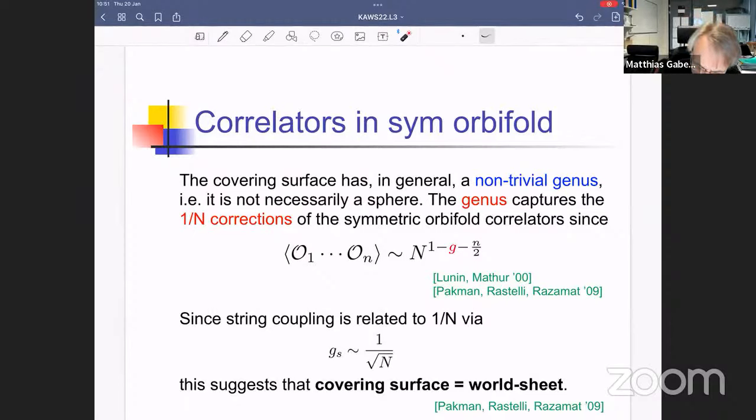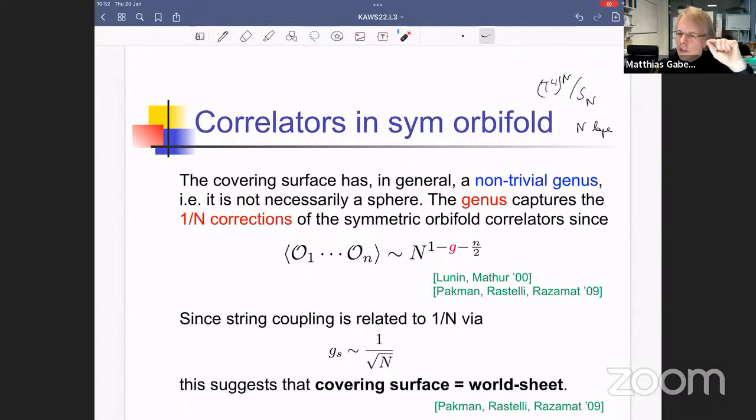And what was observed by Lunin and Mathur, and in particular by Pakman, Rastelli, and Razamat, is the 1 over n behavior of the... So think about, we are talking about the T^n mod S_n symmetric orbifold. So we are talking about (T^4)^n mod S_n, and we are thinking of this in the limit n large. So we can ask, what's the n dependence? What's the 1 over n behavior of the correlation functions of the symmetric orbifold? If you look schematically at the twisted sector states in the symmetric orbifold, and you calculate this correlator by this means, then if you trace through the 1 over n dependence, it has some scaling behavior depending on the number of points, but then it's essentially characterized by the genus of this fictitious surface that contributes to this correlator. So I'll explain in a second how you should think about the different covering maps. In some sense, you have to sum over all of them, and I'll explain that in a second.